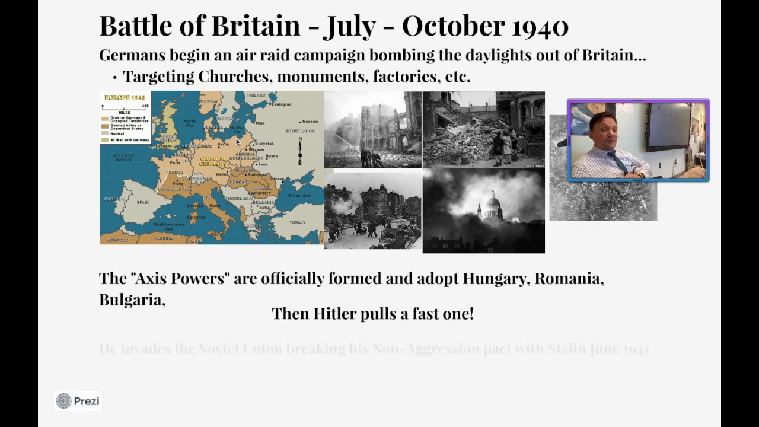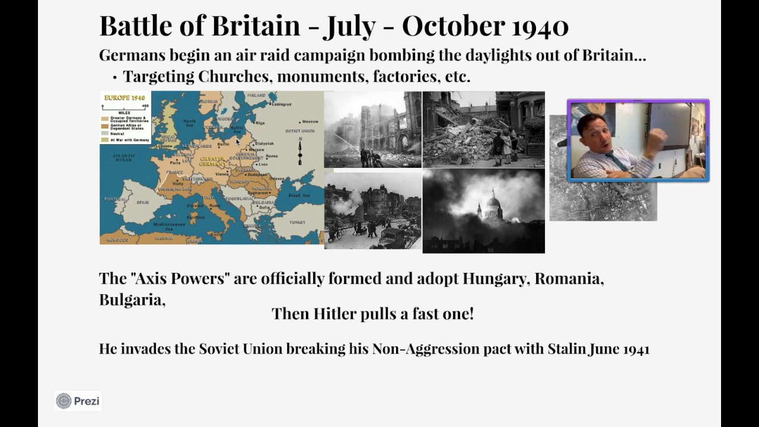In June of 1941, they break the Nazi-Soviet non-aggression pact with Stalin, six months before the Americans are about to get involved, right? And he invades the Soviet Union, breaking that pact during his operation known as Operation Barbarossa, right?